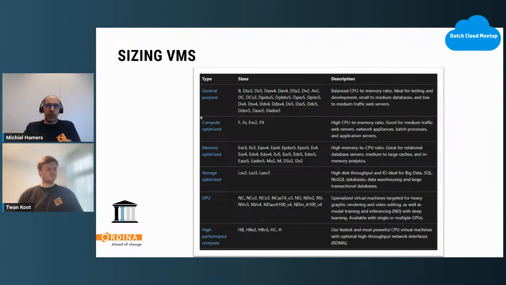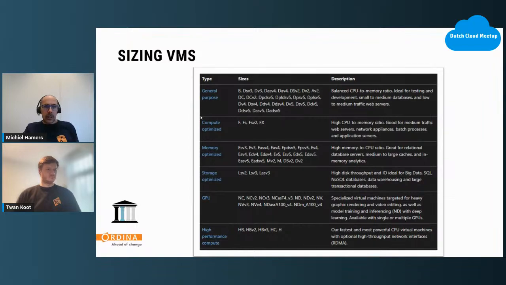You have general purpose machines that are more or less good to go for a lot of functionality, and for a lot of functionality, that's good enough. If you need a higher CPU to memory ratio, then you can have a compute optimized one. The other way around, when you have a high memory to CPU ratio for large caches and SQL things, then you have the E series. You have storage optimized with an L series. That's even more for SQL and big data.